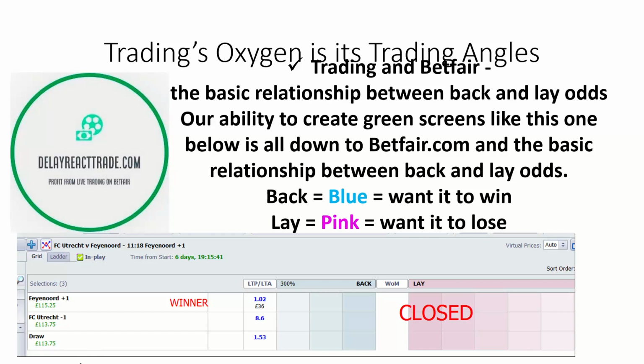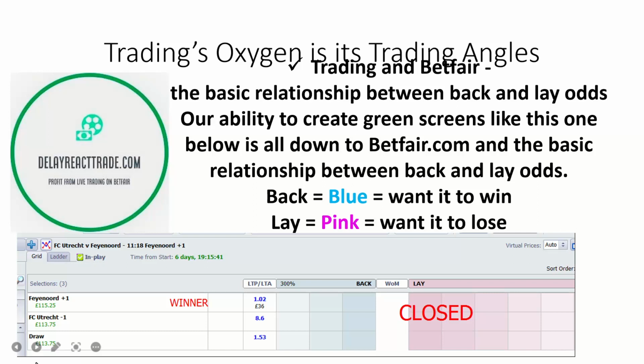The basic relationship then between back and lay odds. Back equals blue, you want it to win. Lay equals pink, you want it to lose. This £115 green screen was created from a £40 stake.